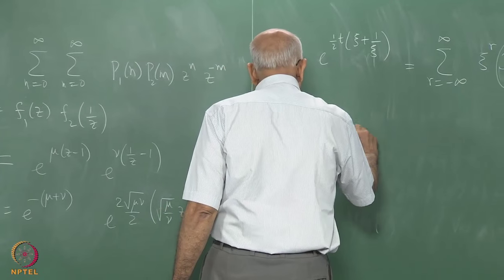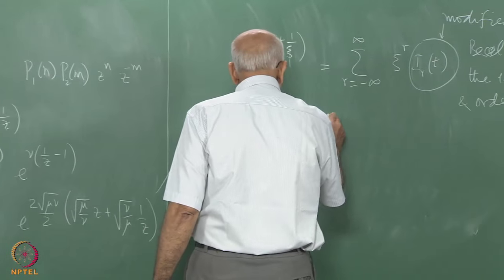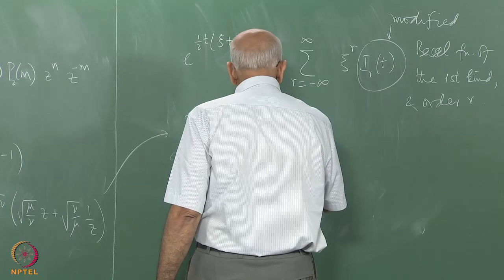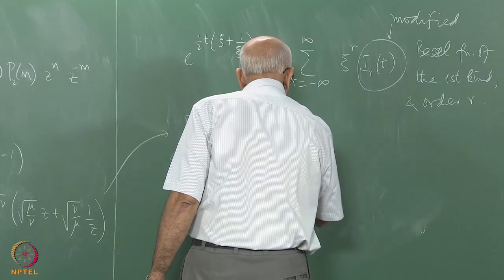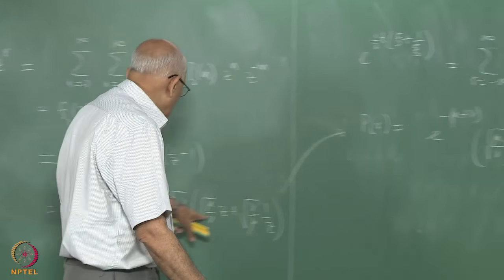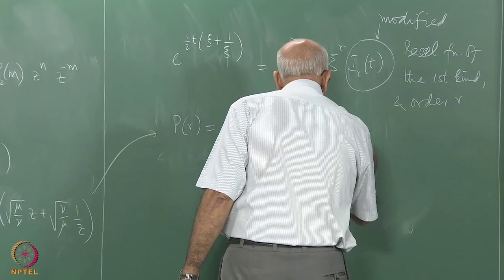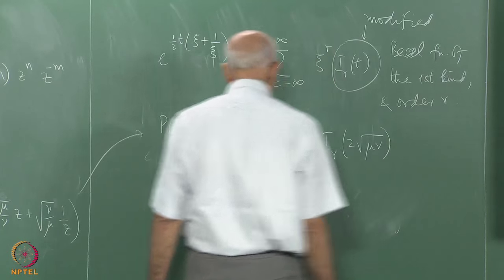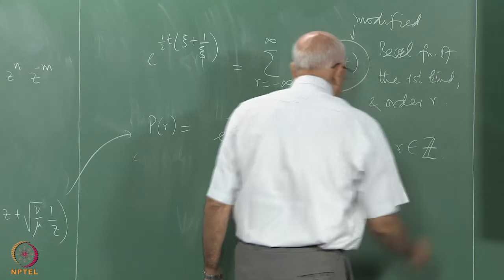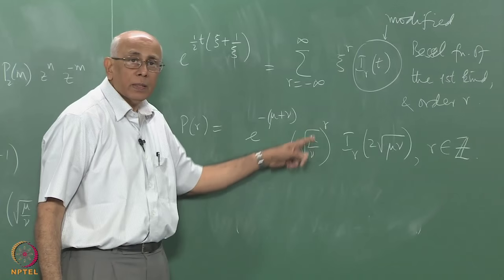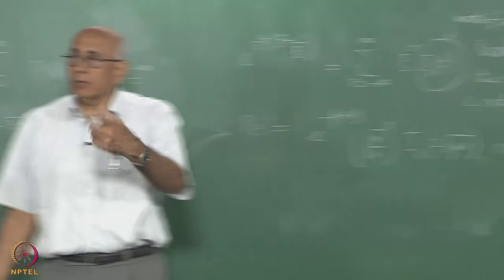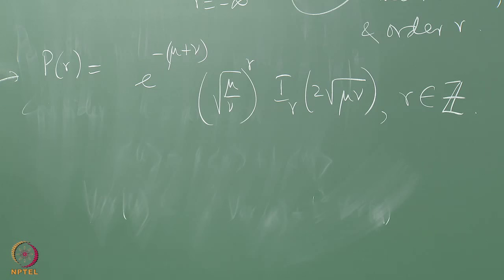that P of r in this case is equal to e to the power minus (mu plus nu) times square root of mu over nu to the power r, because I want the coefficient of z to the power r in the expansion. So that's got this sitting with it, and then I_r of twice square root of mu nu. This factor here, depending on whether mu is bigger than nu or nu is bigger than mu, is going to be dominated by either positive or negative r, one or the other. So it's just a power factor there.